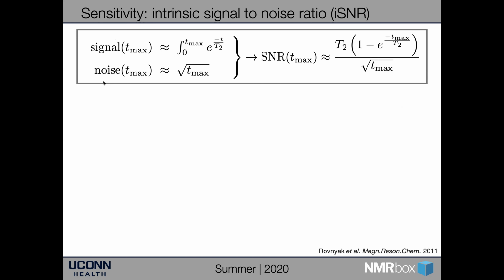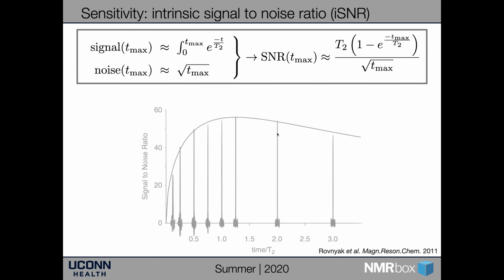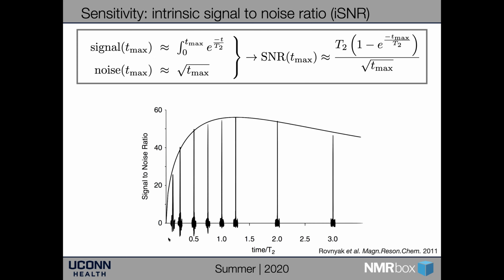Similarly, the amount of noise that we get out of that signal is going to scale as the square root of the maximum evolution time. So if we take the ratio of these two quantities and evaluate that integral, we get this nice clean formula here that tells us the signal to noise ratio as a function of our maximum evolution time for uniformly sampled data.